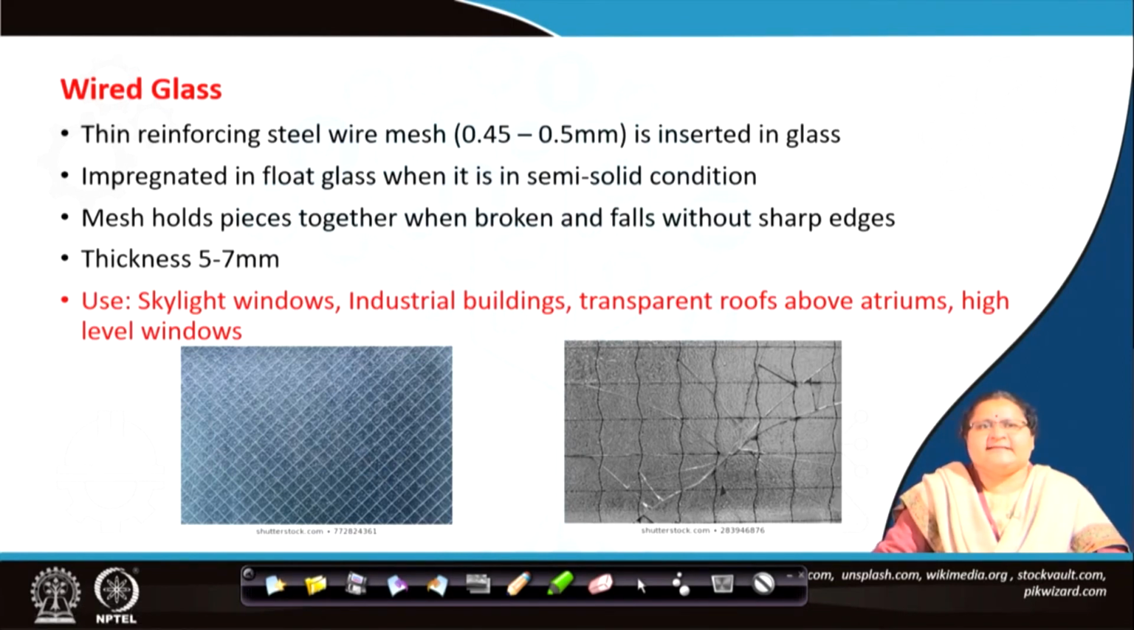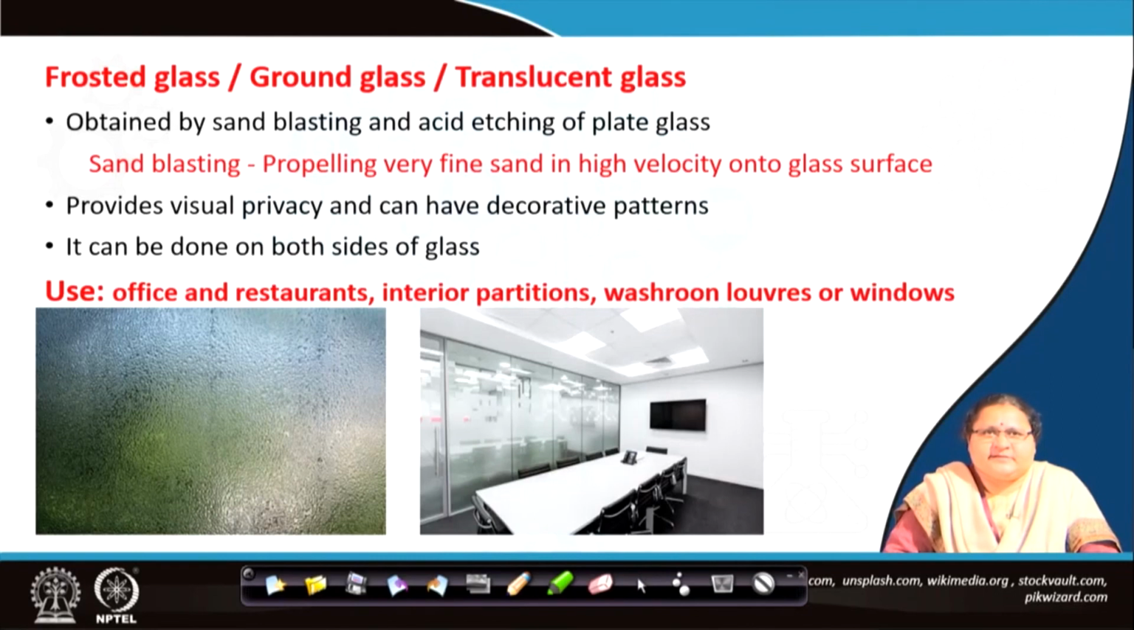You can see these reinforcement wires are some half a millimeter diameter bars, and the thickness of the glass is around 5 to 7 millimeters to accommodate such wires. So, these thicknesses are a little heavier too. Now coming to frosted glass. You may also find it in the market as ground glass, translucent glass, sometimes patterned glass.